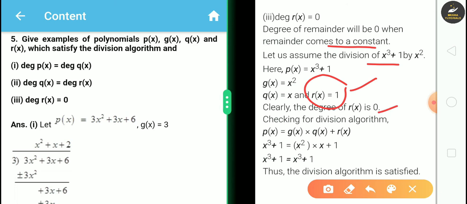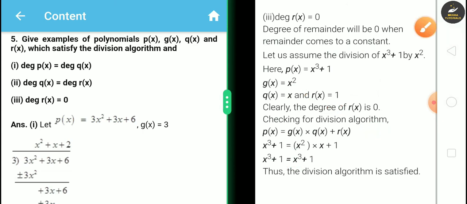And checking with the division algorithm, that is p of x is equal to g of x into q of x plus r of x, we will get x cube plus 1 is equal to x square into x plus 1. X square into x is x cube. So the last step is x cube plus 1 is equal to x cube plus 1, that is LHS is equal to RHS. Thus the division algorithm is satisfied.